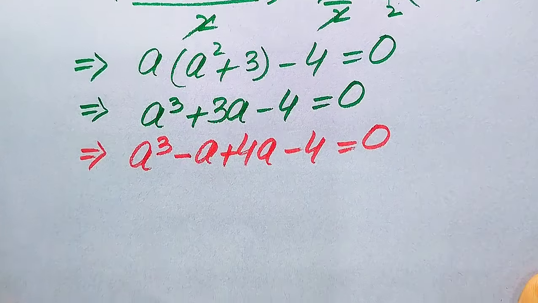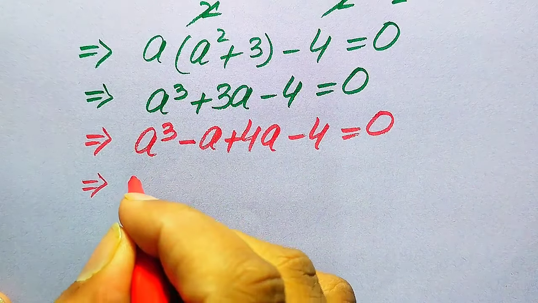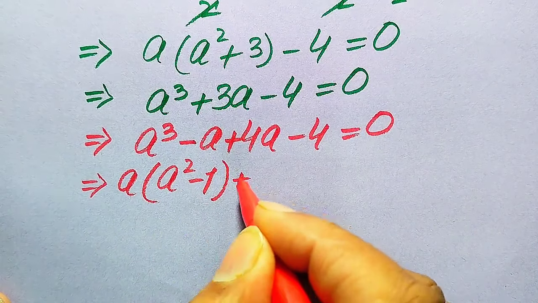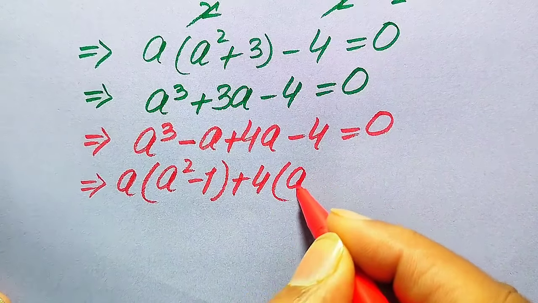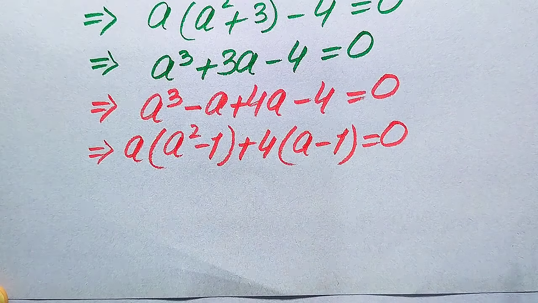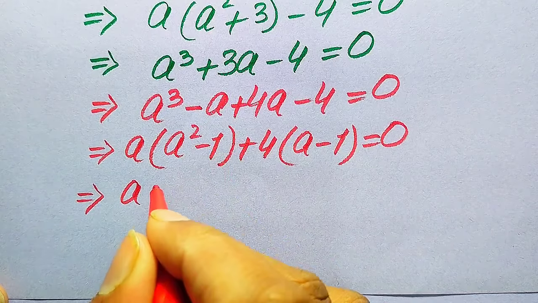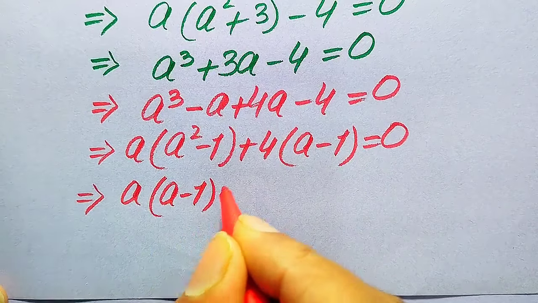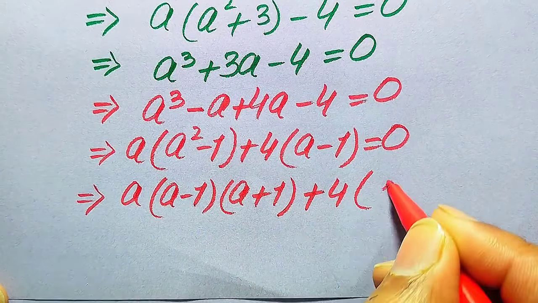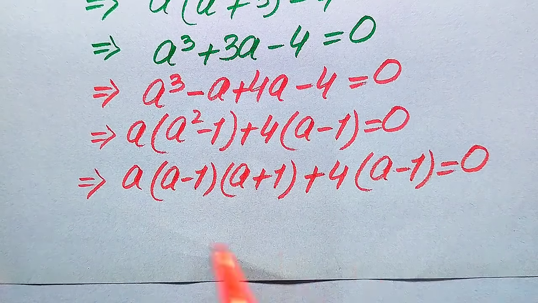Now in the next step we need to take common a from the first two terms, and when you take common a, the remaining values are a square minus 1. When you take common 4 from the other terms, we get a minus 1, and this whole equation equals 0. Now we use a square minus 1 equals a minus 1 times a plus 1, plus 4 times a minus 1, and this whole equation equals 0.